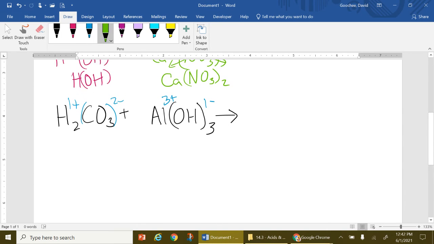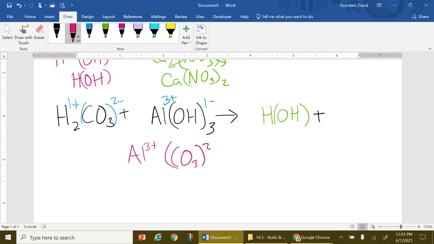Well, first of all, the easy one. Hydrogen is 1 plus. It's going to combine with hydroxide, which is 1 minus. One of the products is going to be water, H2O, or also written as HOH. Both of these represent water. Okay? And the other substance we produce is carbonate, which is 2 minus, and aluminum, which is 3 plus. So let's see here. Aluminum, 3 plus.